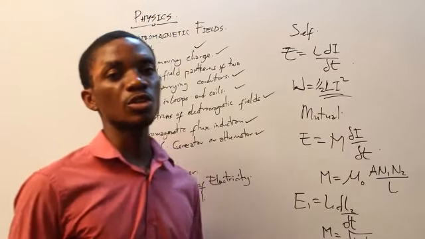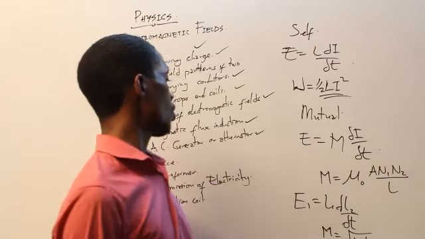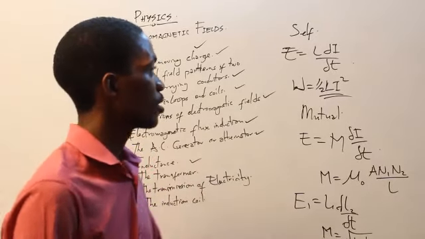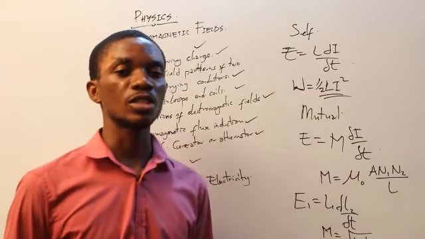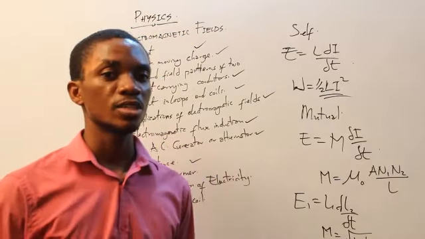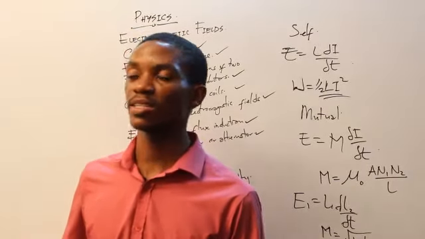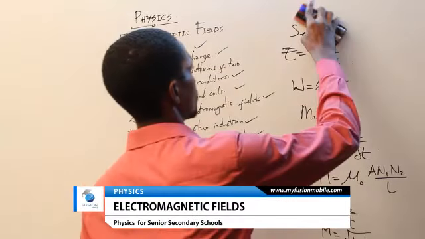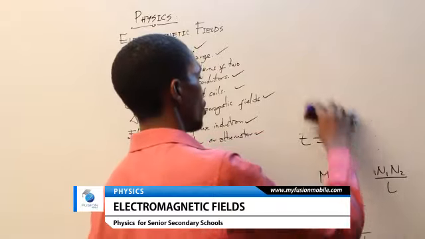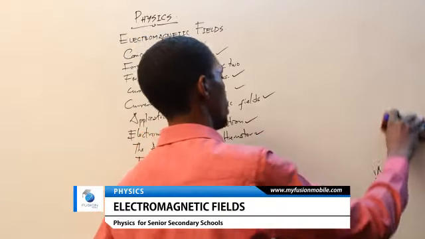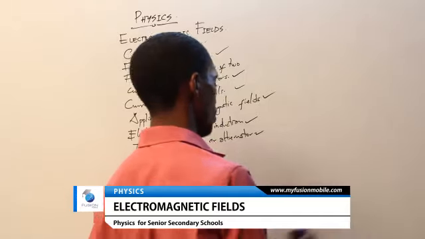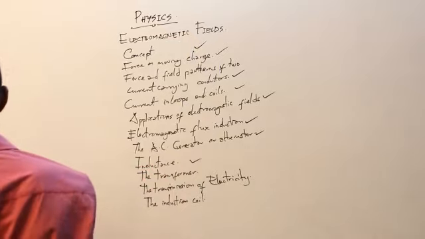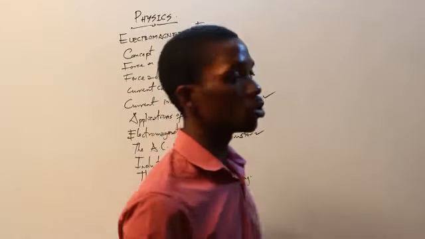Now, it is the knowledge of induction that was used in the development of transformers. A transformer is an electronic device that either steps down or steps up electrical voltage, not power. Of course, it uses the knowledge of mutual induction.